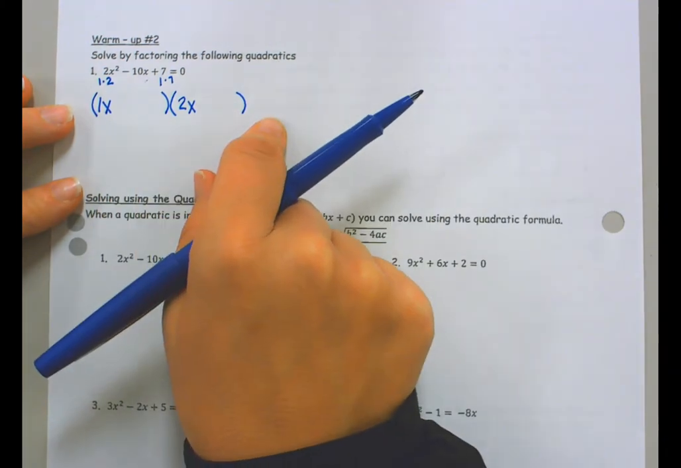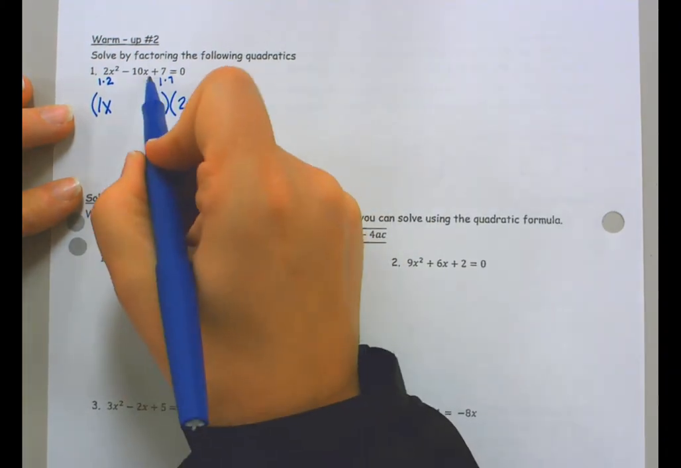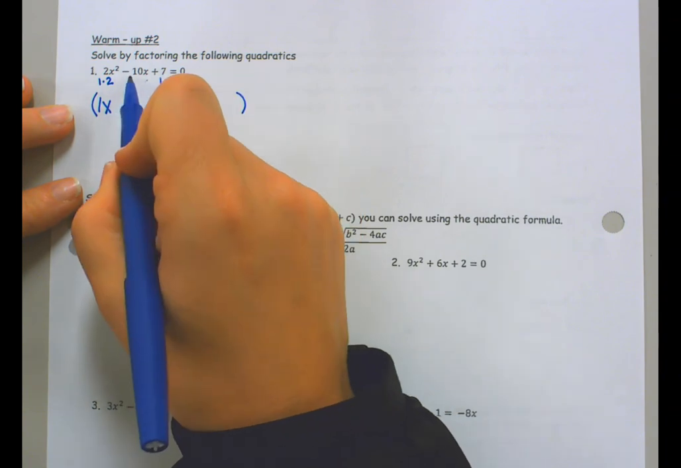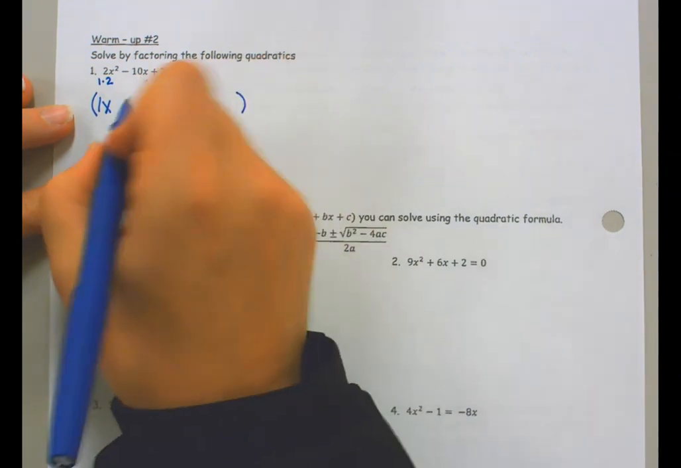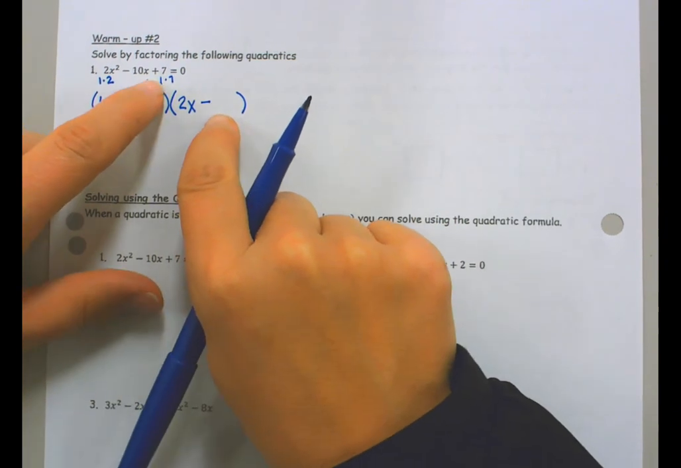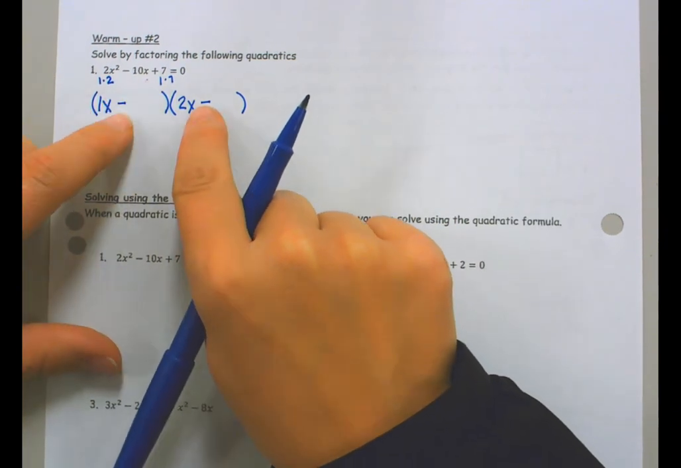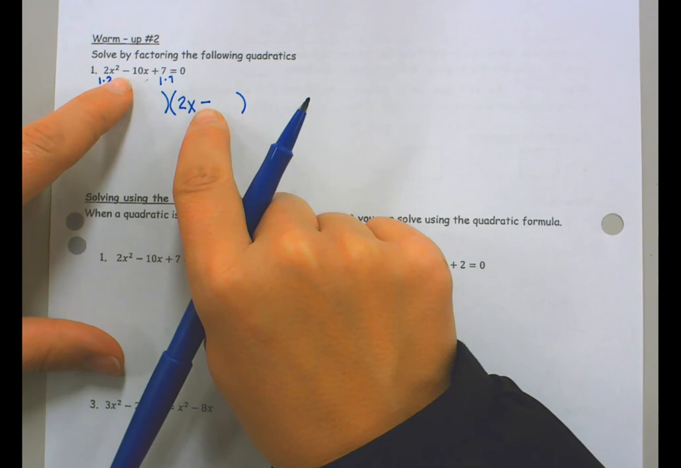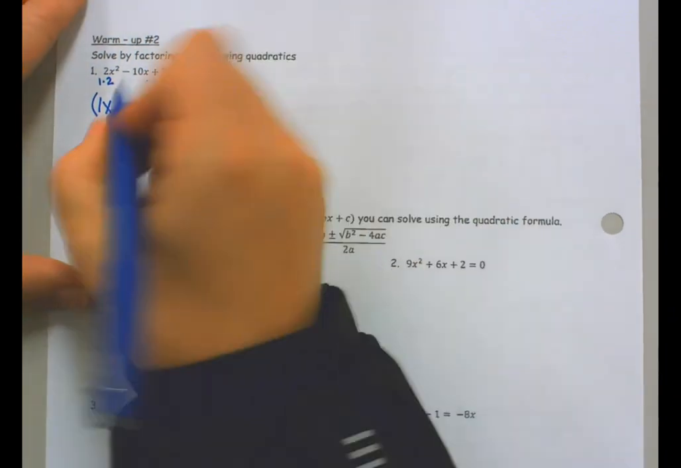So that means one of these spots is going to be 1 and one of these spots is going to be 7. Now, because this is a positive 7, but they add to give me a negative 10, that means both terms would need to be negative, right? A negative times a negative would give me a positive, and a negative plus a negative would give me a negative here. So both of my factors have to be negative.